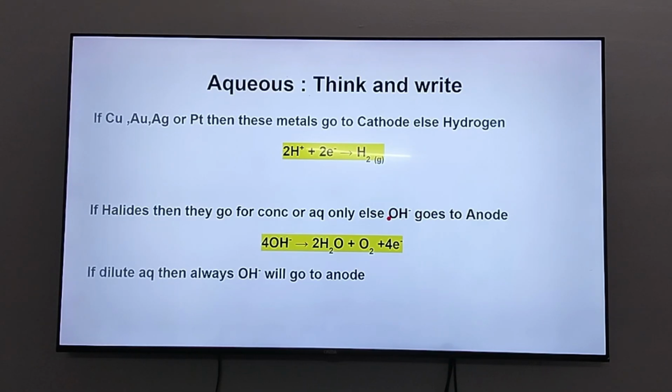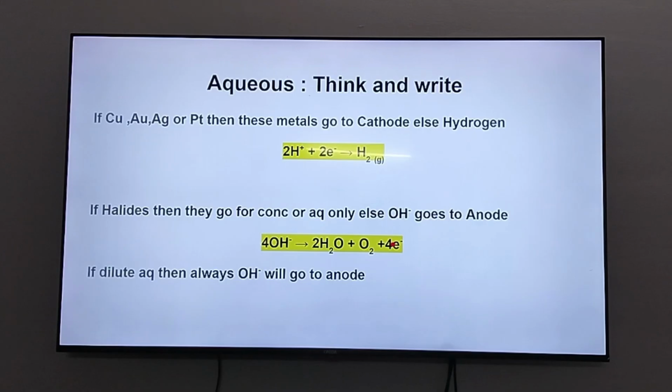If there are halides as an anion, then they would go to the anode, else hydroxide goes. Now here there is a little catch. If it's a concentrated solution, then the halides go. But in case the solution is dilute, then hydroxide goes. The hydroxide equation is generally difficult to remember. I suggest you practice it 4-5 times. 4 hydroxide ions give you water, oxygen and 4 electrons.